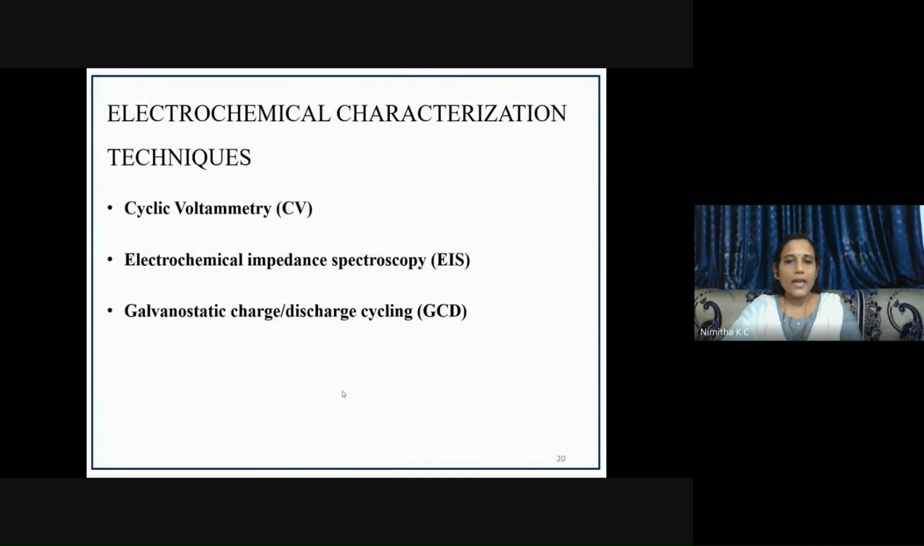The electrochemical characterization techniques that are generally employed to check the electrochemical properties of MXene polymer nanocomposites are cyclic voltammetry, electrochemical impedance spectroscopy, and galvanostatic charge and discharge cycling.